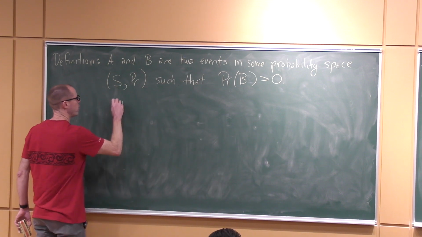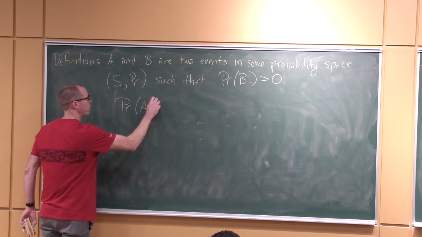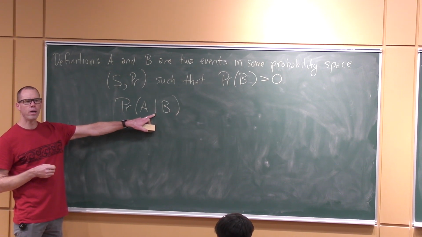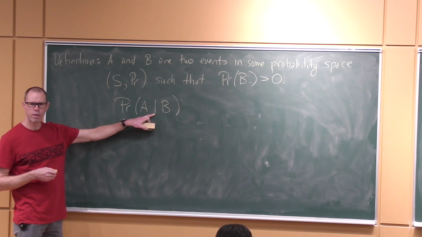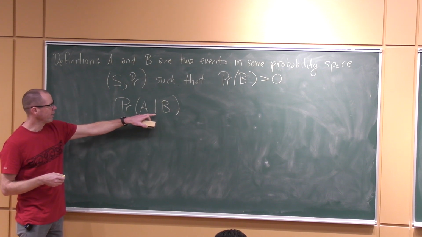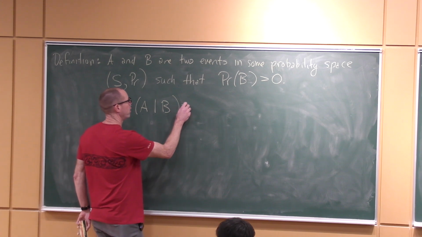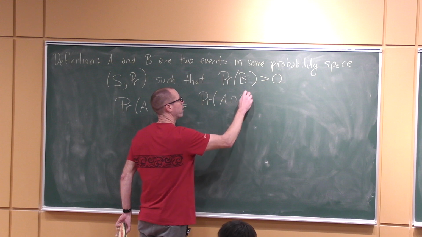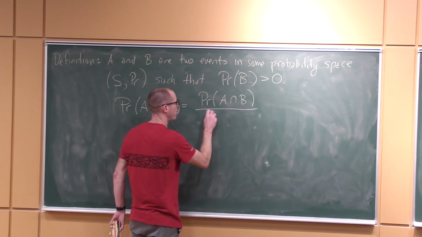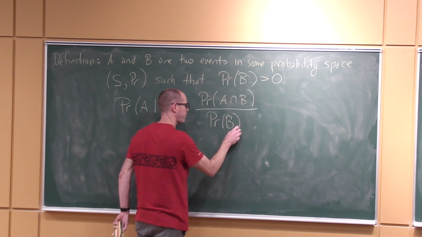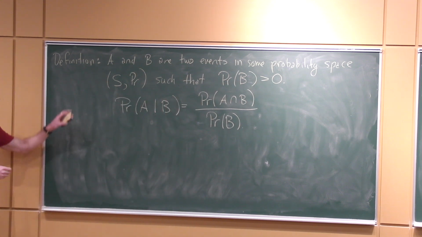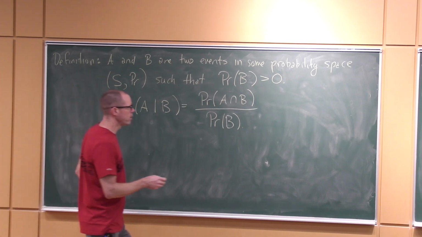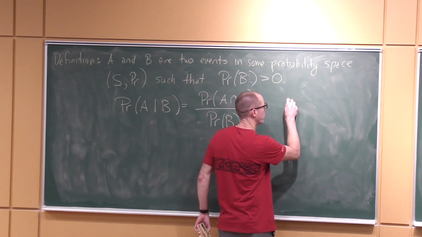Then here's the definition. The probability of A, and this vertical bar here, you read it as the word given, so the probability of A given B, that's just the probability of A and B divided by the probability of B. Okay. So this is just the definition. Let's try and understand what it's telling us, or what it's supposed to capture.